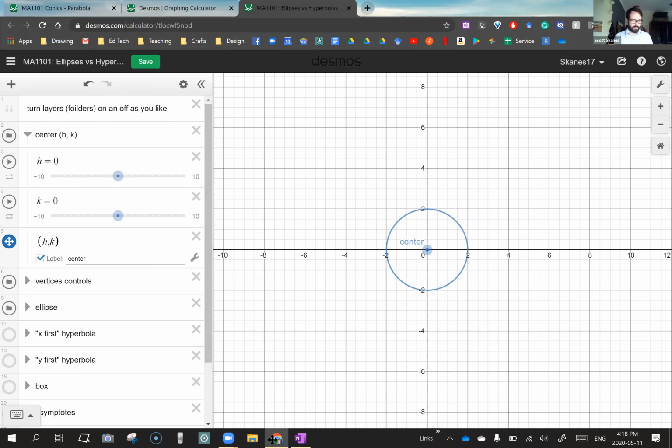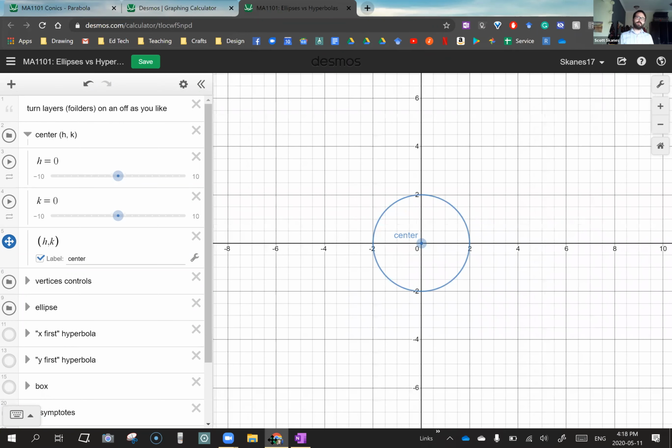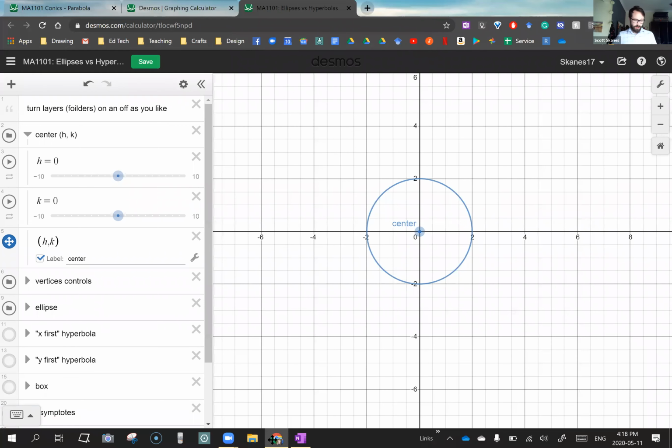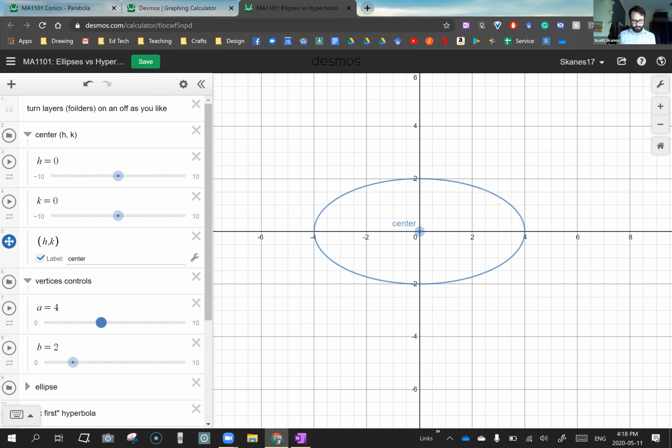But the interesting thing about the ellipse is that instead of having the same radius all the time, we are allowed to change the stretch. We're allowed to stretch it in the x direction, stretch it in the y direction. Let me show you what I mean. I can stretch it this way.